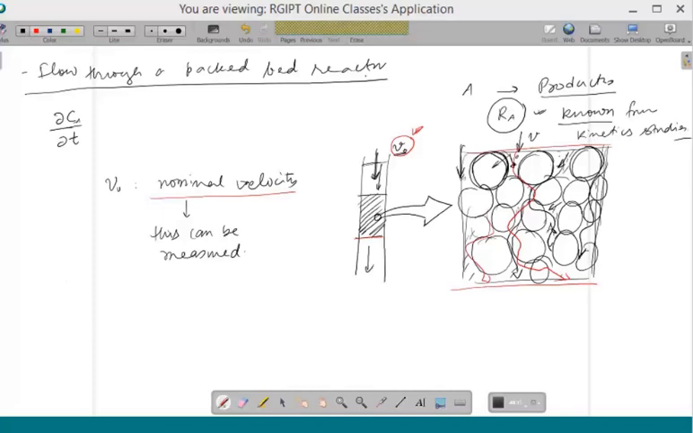True velocities of the fluid cannot be measured easily. If you have a very sophisticated setup, they can be measured, but the nominal velocity you can measure easily.